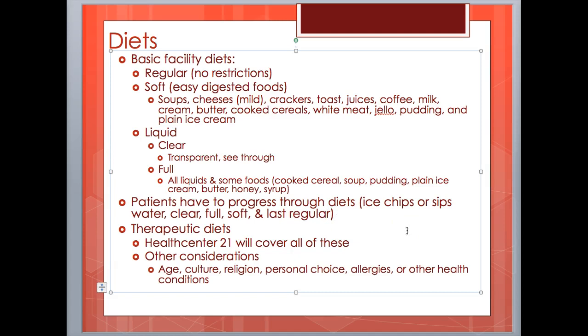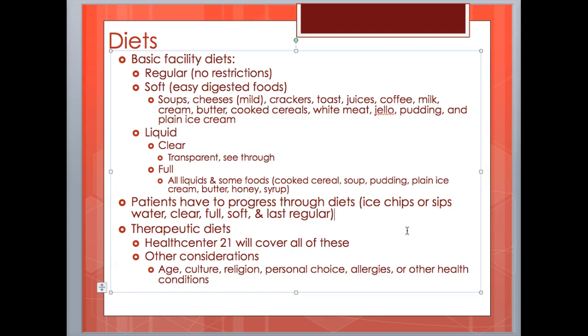advancing their diet. Therapeutic diets, I didn't want to make this video too long, so Health Center will cover all of those. It's just going to talk about no added salt, cardiac diets, different types of diets, a diabetic diet, so you understand that we would limit sugars or salts in certain people's diets.